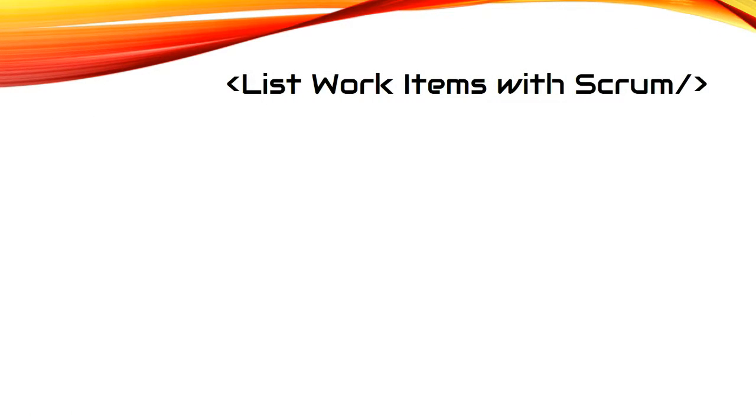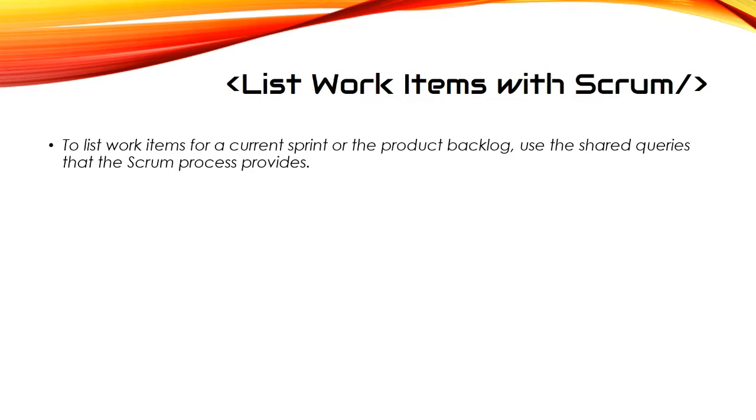List work items with Scrum. To list work items for a current sprint or the product backlog, use the shared queries that the Scrum process provides. Well, so there's not much here. This is all that you really have. You'll see that in Agile and Scrum, you have a lot more.